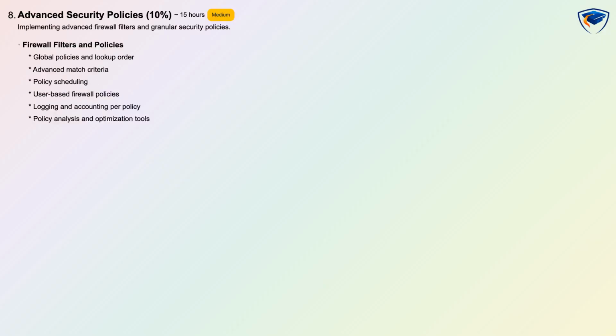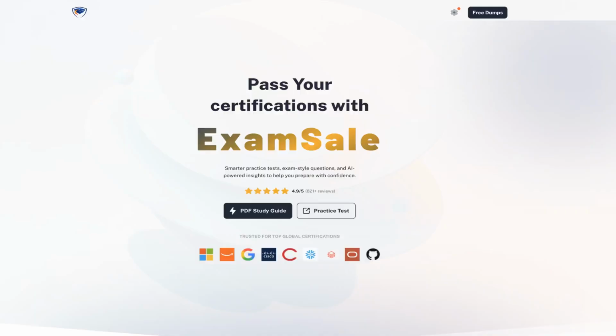Advanced security policies is weighted at 10%, has difficulty medium, estimated learning time 15 hours, and assessment type hands-on plus conceptual. Candidates will study firewall filters and global policy lookup order, advanced match criteria and policy scheduling. The syllabus covers user-based firewall policies, logging and accounting per policy, and policy analysis and optimization tools to improve rule performance. Practical exercises include creating granular policies, applying schedules, and using analysis tools to reduce policy complexity and improve security posture. That wraps up the syllabus for the Juniper Security Professional exam.